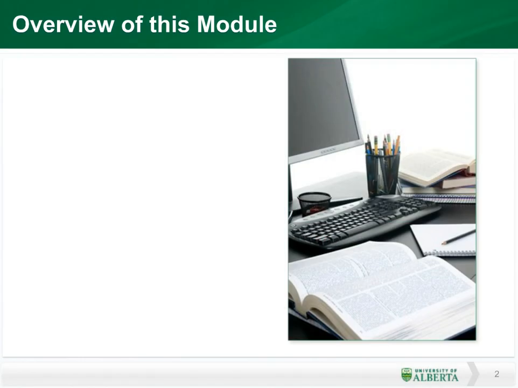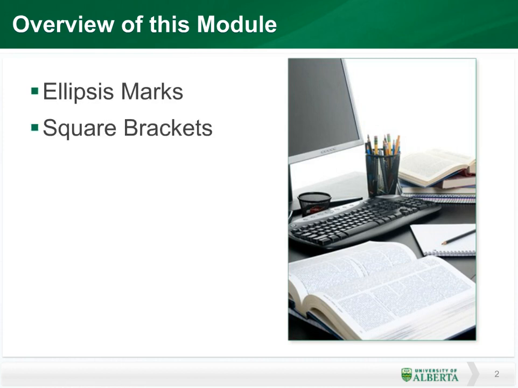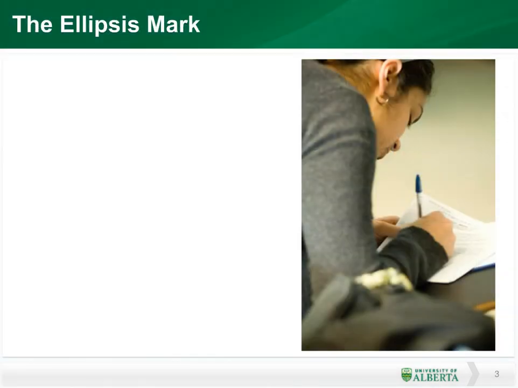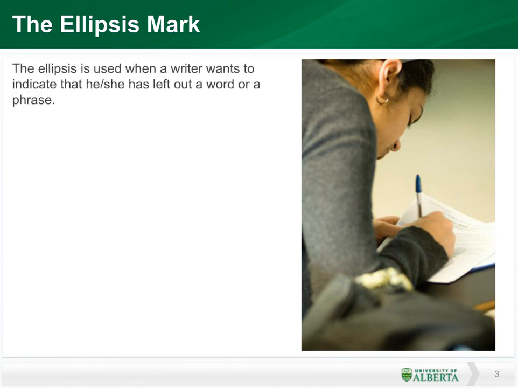In this Comcast, we'll cover the following topics: how to use an ellipsis mark correctly, and how to use square brackets. The ellipsis mark. The ellipsis mark is used when a writer wants to let the reader know that a word or phrase has been left out.